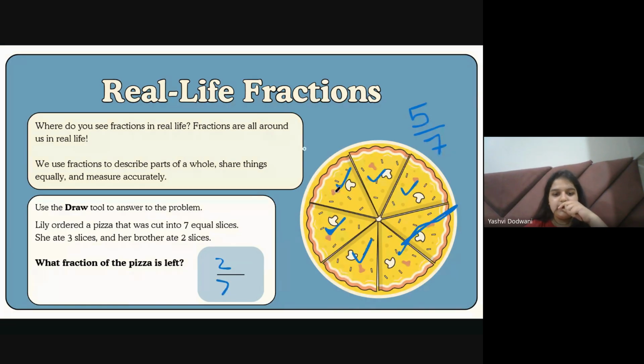I hope it's clear how 2 by 7 came. I'm repeating myself. Lily ate three slices and her brother ate two slices. Together, both of them ate five slices. Now, how did five slices come? By adding three and two, we get five, right? And in total, how many slices are there? There are seven slices. So, if we remove five from seven, we get two. So, the answer is 2 by 7. Okay.